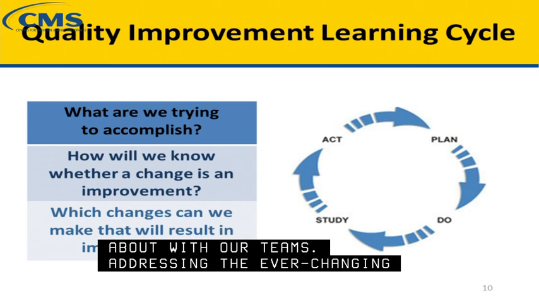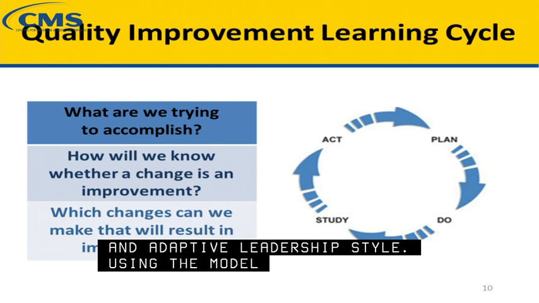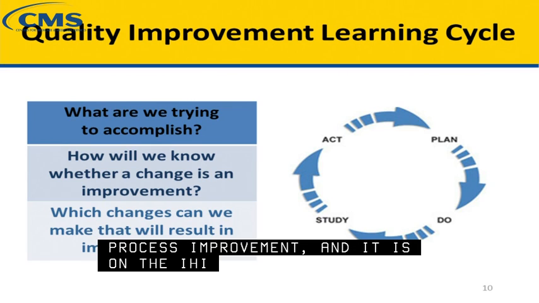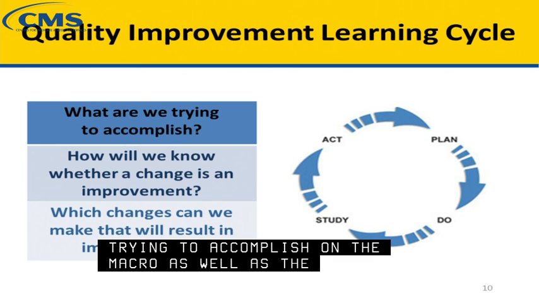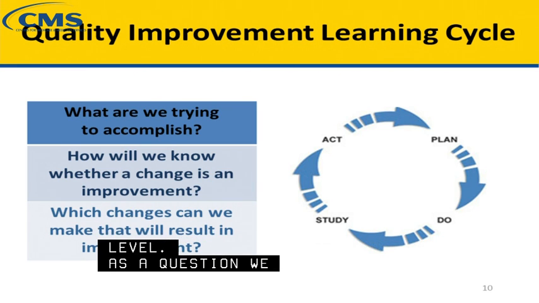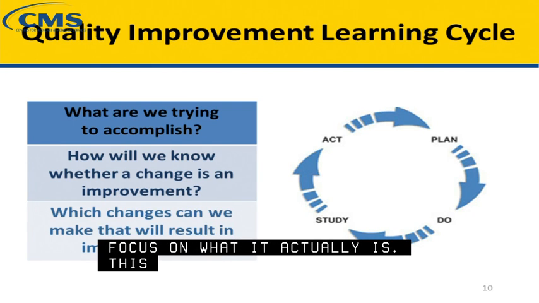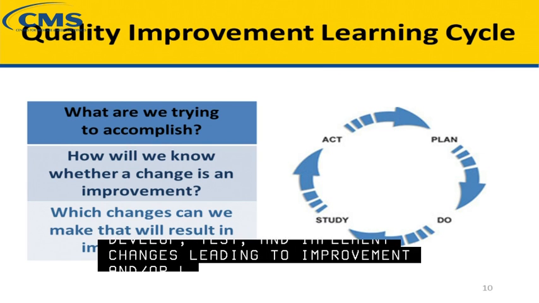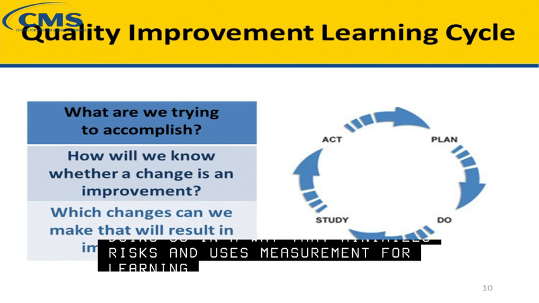Using the model for improvement developed by the Associates in Process Improvement, and it's on the IHI website, we work to create a shared vision and an understanding of what we're trying to accomplish on the macro as well as the micro level. And it's a question we ask regularly as we're going through all of the different things that we're trying to accomplish. We try to focus in on what it actually is. This model really enables the team to develop, test, and implement changes leading to improvement and or learn from missteps, but doing so in a way that minimizes risks and uses measurement for learning and process improvement. Creating a learning organization based on continuous improvement is key to a quality culture.